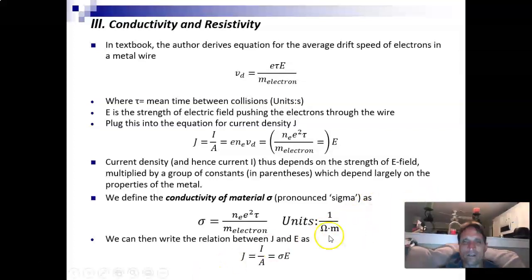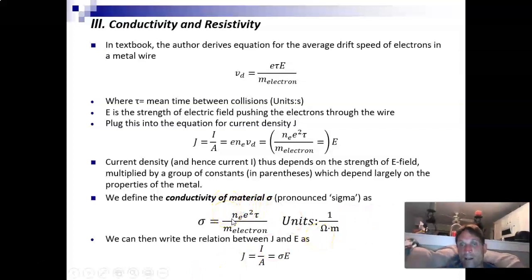It's got some funky units here. But the conductivity is a measure of how good of a conductor the metal is. In other words, how easy is it for electrons to flow through this metal. And so if we call all of this stuff in the bracket the conductivity, then the current density J is equal to sigma times E.